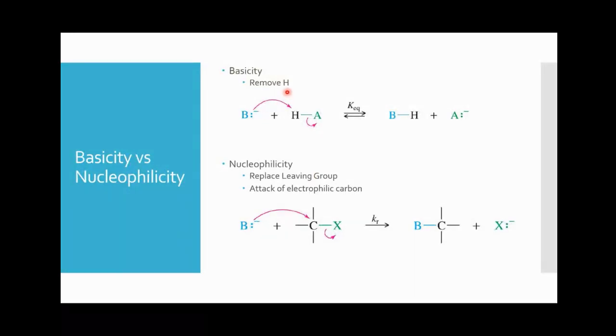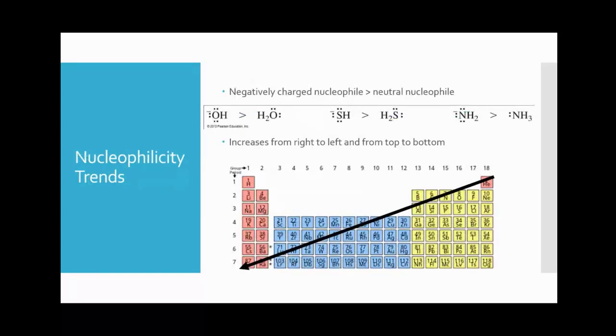The difference between basicity and nucleophilicity is that basicity is just moving hydrogen, and nucleophilicity is replacing a leaving group. The trend for nucleophilicity is from top left or top right down to the bottom left. For basicity, though, it's from bottom right to top left.